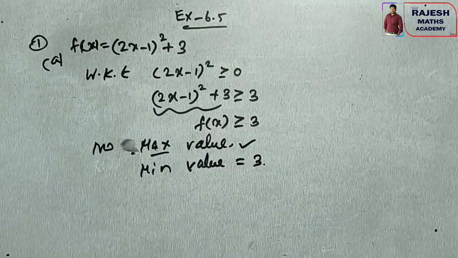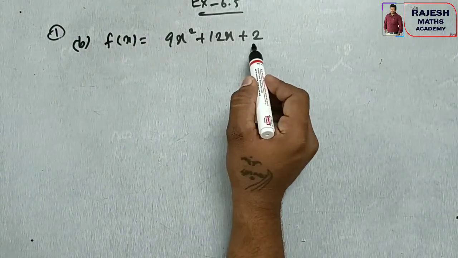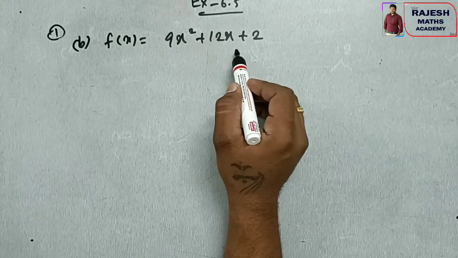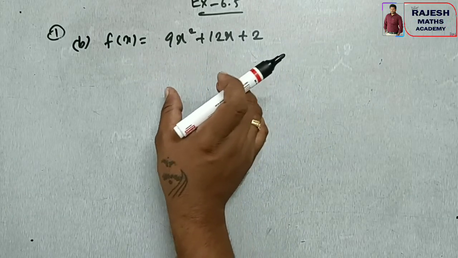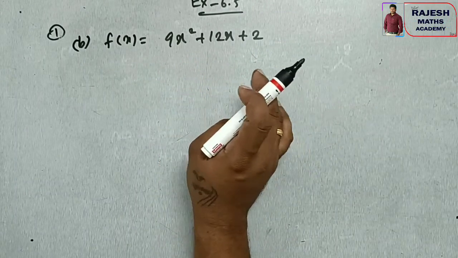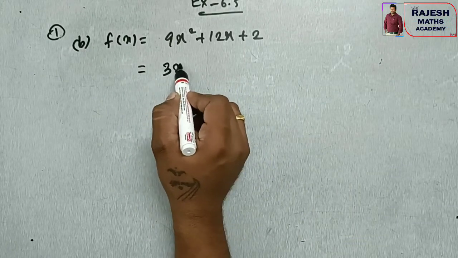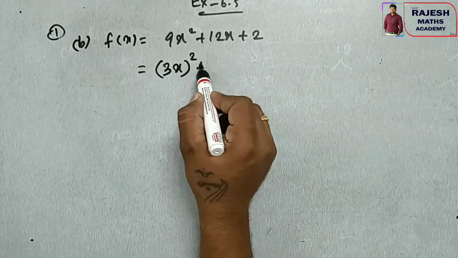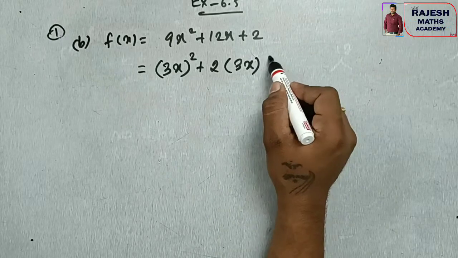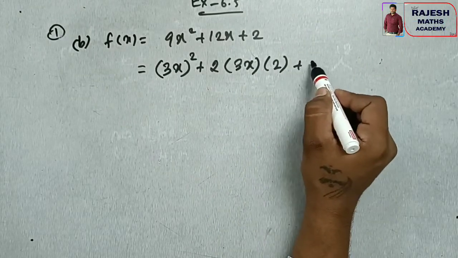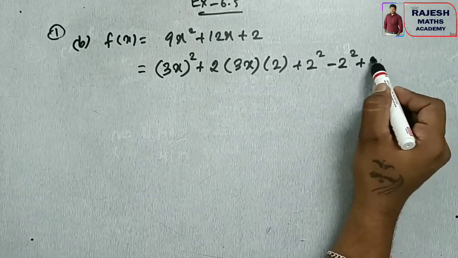Next question B, f of x equal to 9x square plus 12x plus 2. So I am going to write this using the completing square method, as a perfect square plus or minus some constant. To make that, we write the square as (3x) whole square plus 2 into a into b, so 2 into 3x, that is 6x, the remaining is 2. So I need 2 square. To compensate that, I am subtracting 2 square here. Then the remaining plus 2.